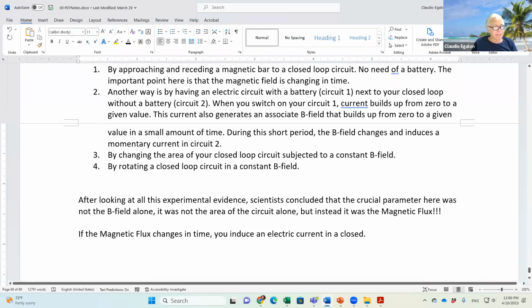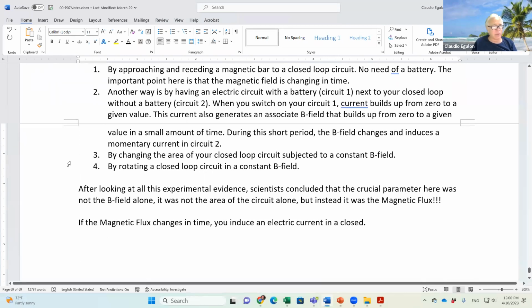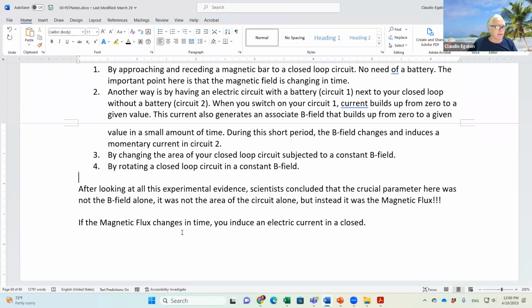That's the key discovery that scientists made, and that's another law of electricity and magnetism. I'm going to elaborate a little bit more next time when we meet. Remember, changing magnetic flux induces an electric current in a circuit. Any questions?